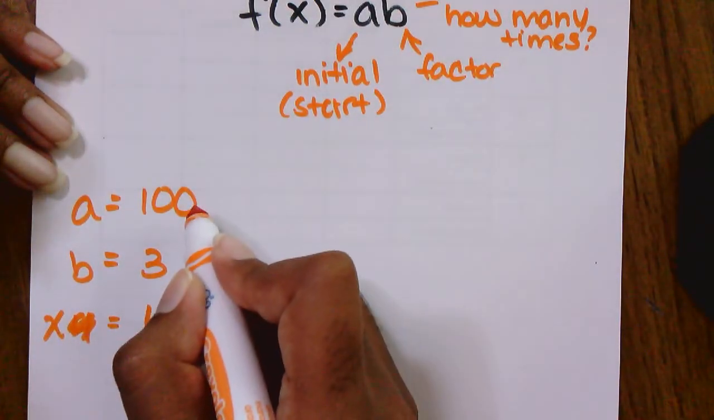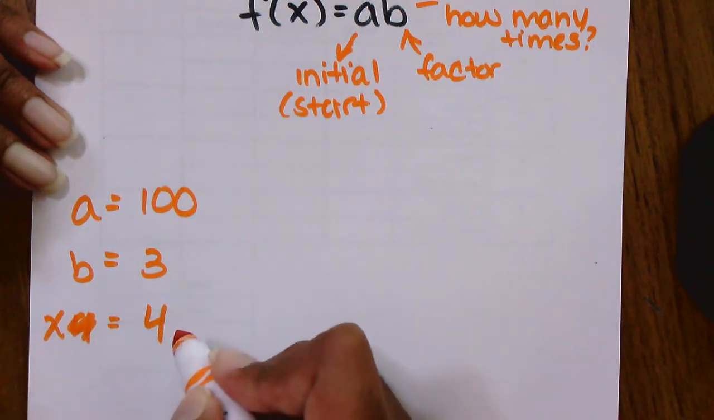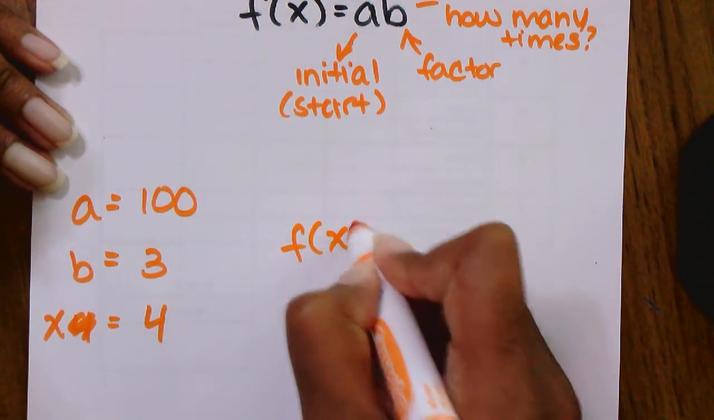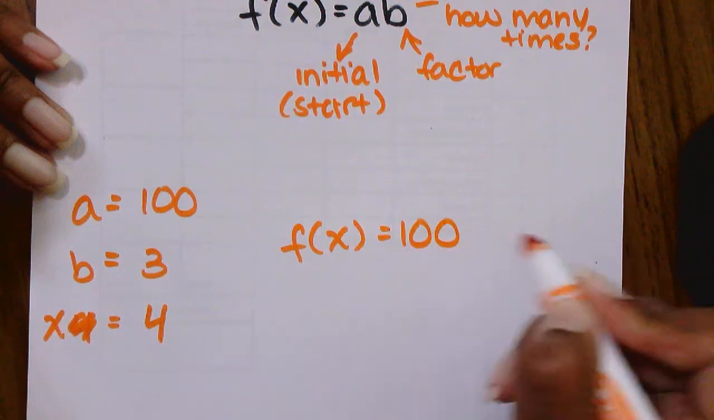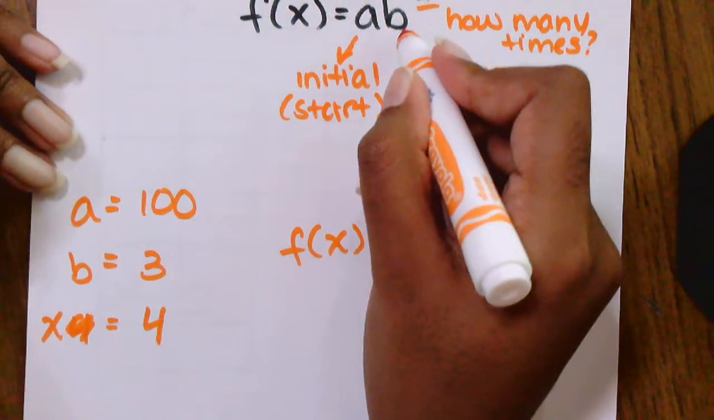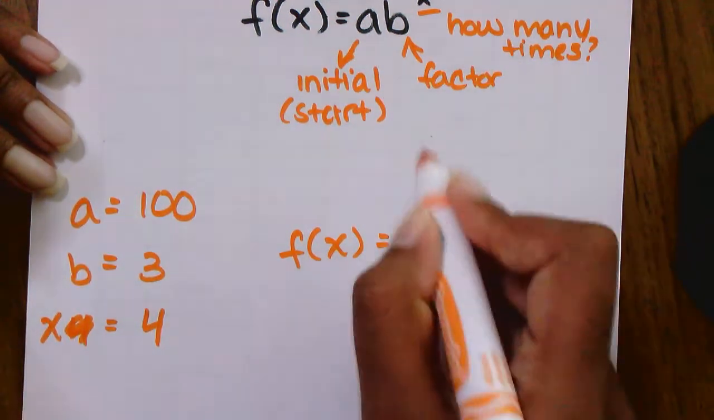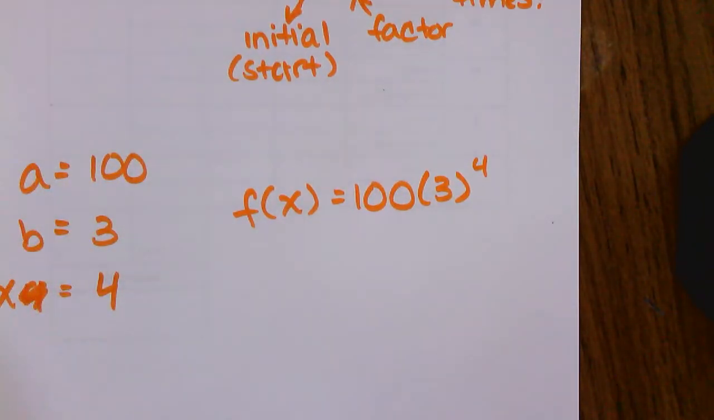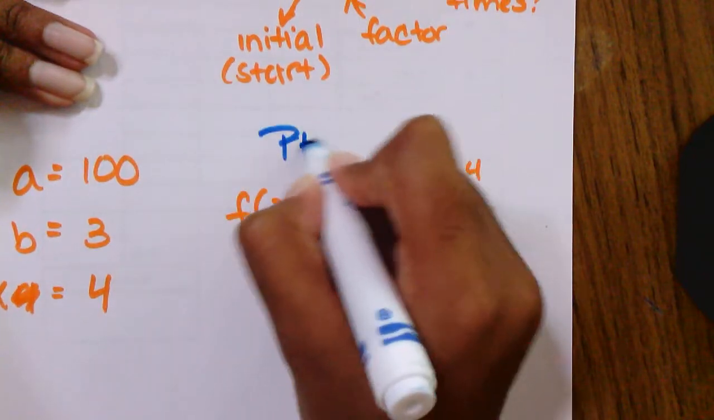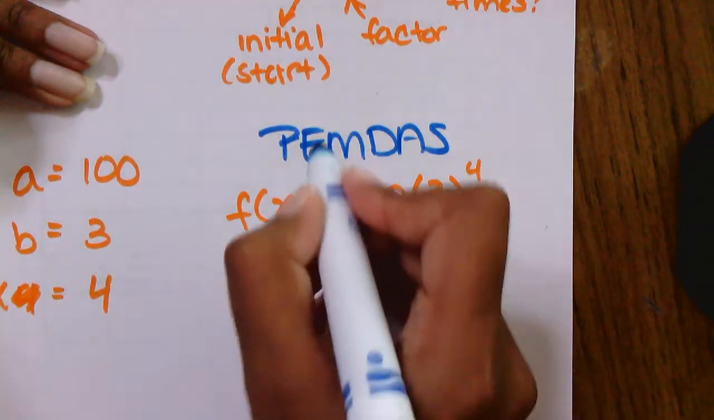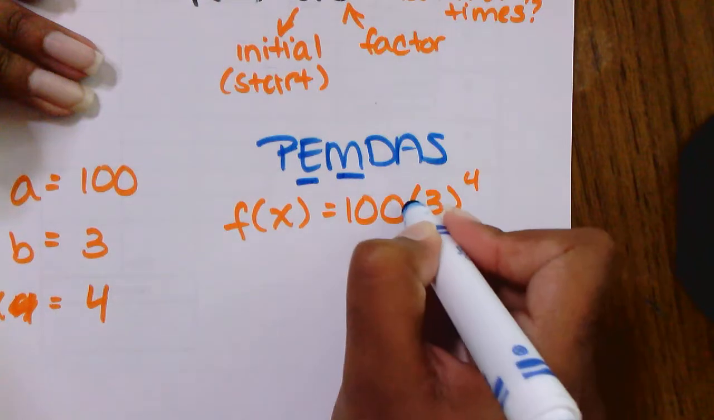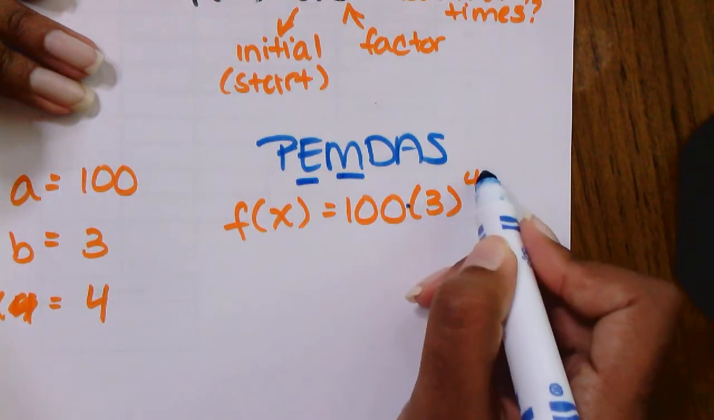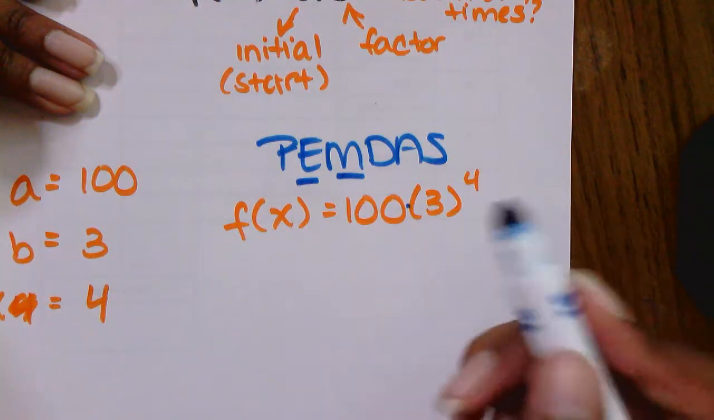So if you start off with 100 bacteria, they tripled every hour, and you wanted to know how many there would be after 4 hours, then the formula to figure that out would be f of x is equal to 100, which is your A, times 3 to the power of 4. And you always want to remember your order of operations, right? We make sure that we do our exponents before we do multiplication, because there is implied multiplication happening here between the 100 and the 3 to the 4th. But we want to do 3 to the 4th power first, our exponents first, and then multiply.